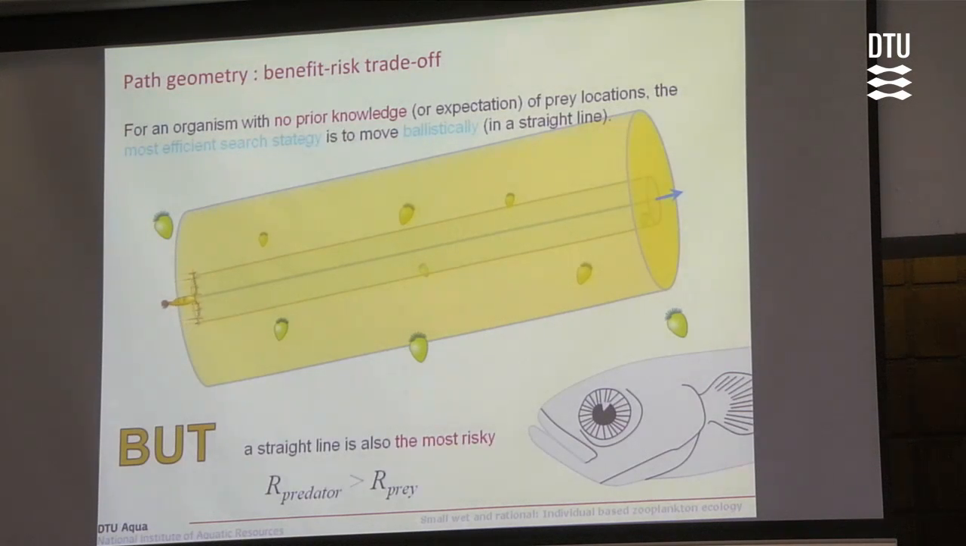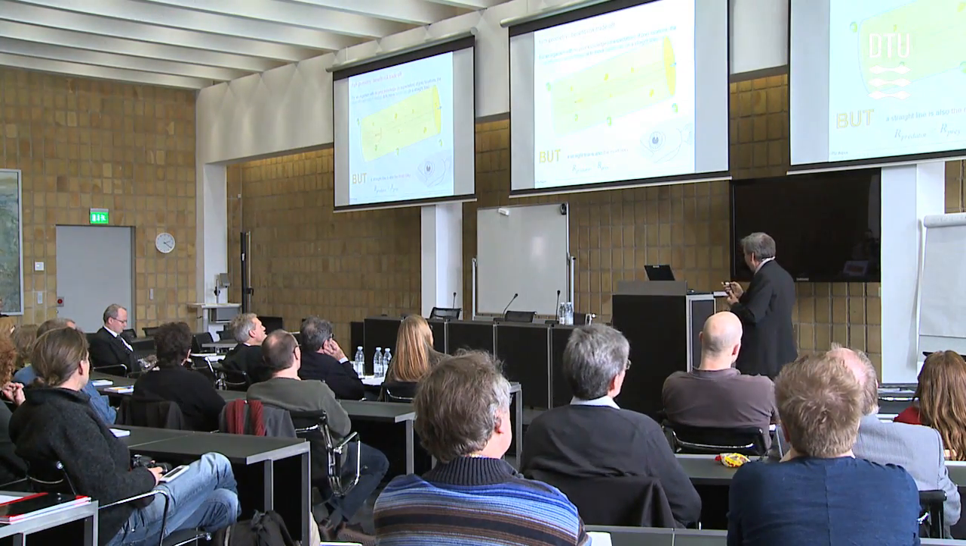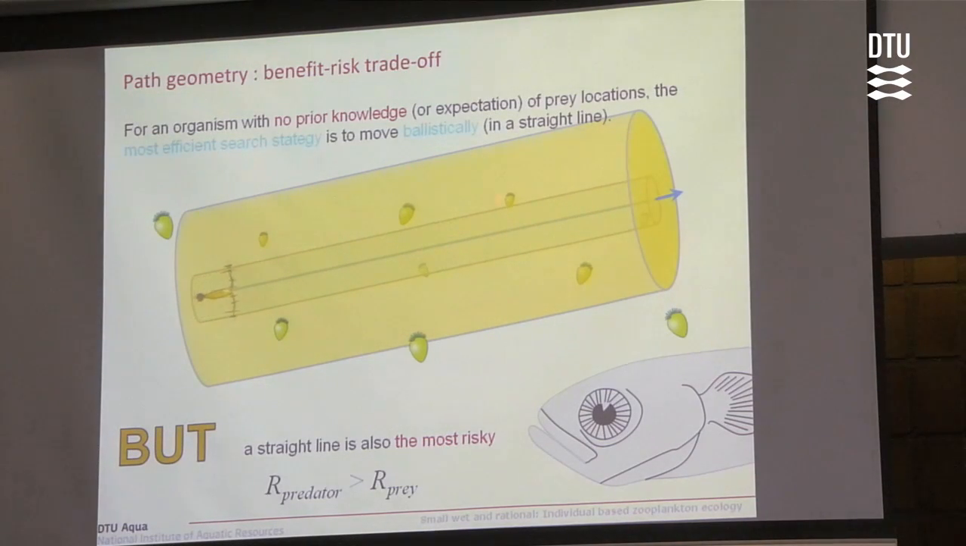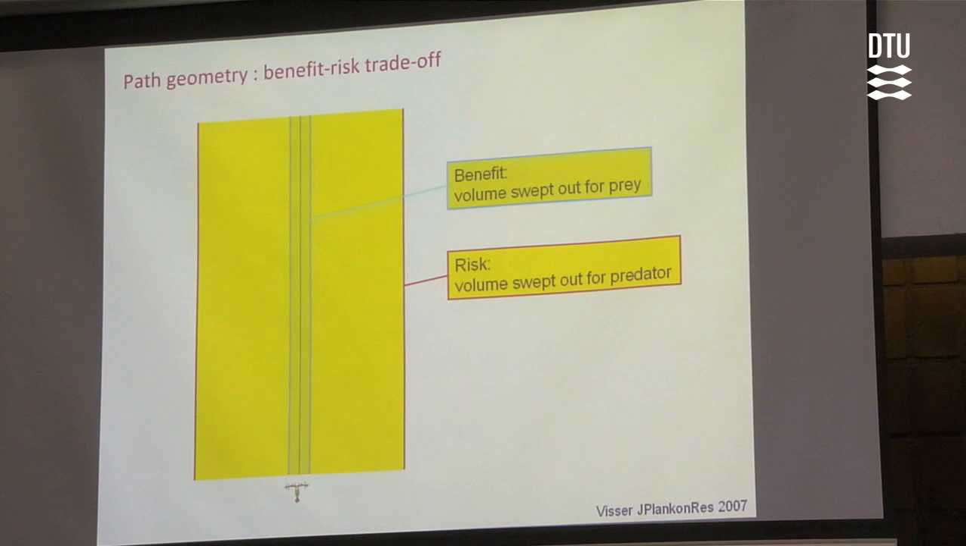But at the same time, moving in a straight line is the most dangerous thing to do. It's the most risky, for the simple reason that the distance at which this guy can detect its food is much smaller than the distance at which a predator can in general detect him. You can look at it like this. There's a benefit, which is the path that is swept out like that with a small radius. And there's a risk, which is the much larger volume that that same path engenders.